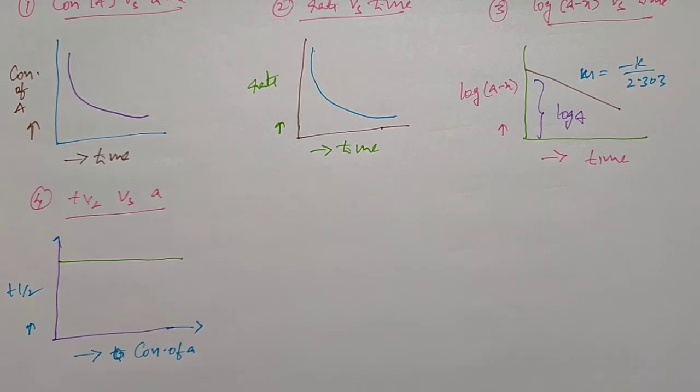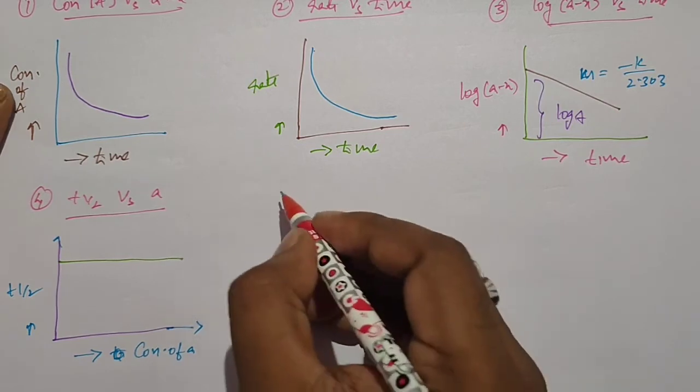So these are the four graphs which indicate the relation between concentration versus time, rate versus time, log a minus x versus time, and t half versus initial concentration. All these four graphs belong to first order reaction. Now we take some examples for first order reaction.